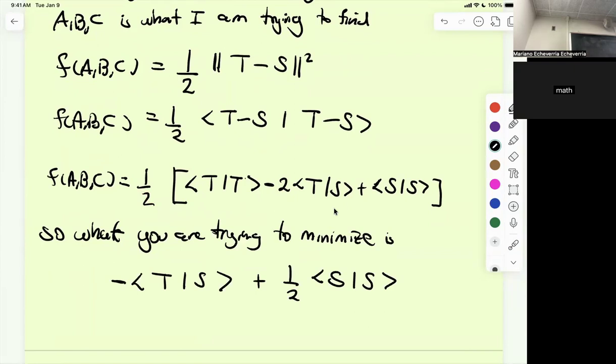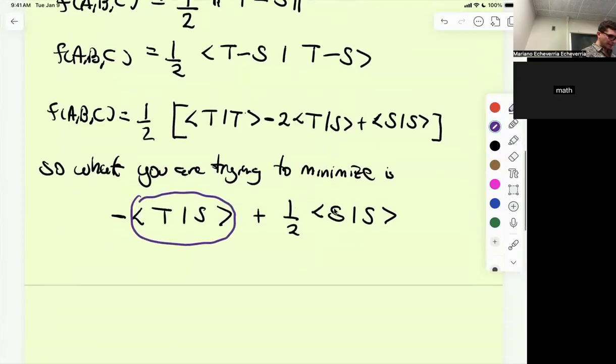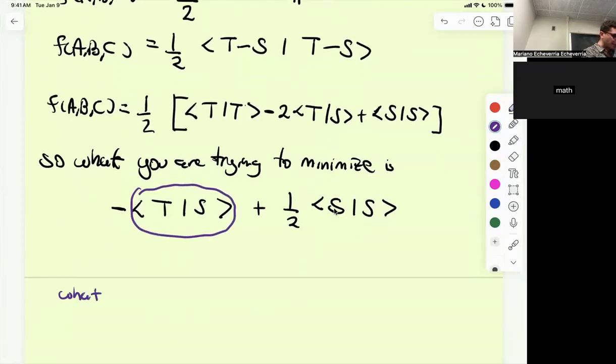Now the thing is that each of these dot products or inner products has a nice representation in terms of the diagram. Because for example, the dot product or the inner product between T and S is the contraction. You just join the physical legs. So let's start with the first term and interpret what T with S is in terms of the diagrams.